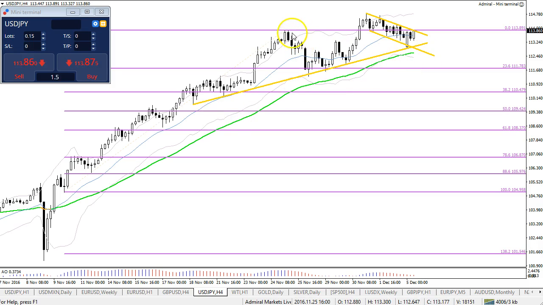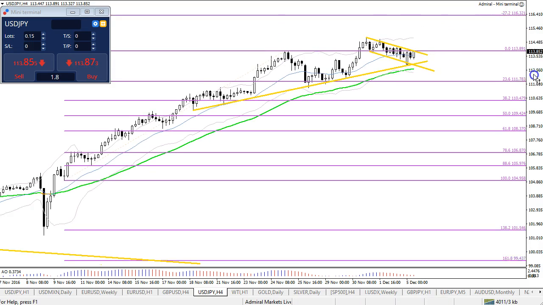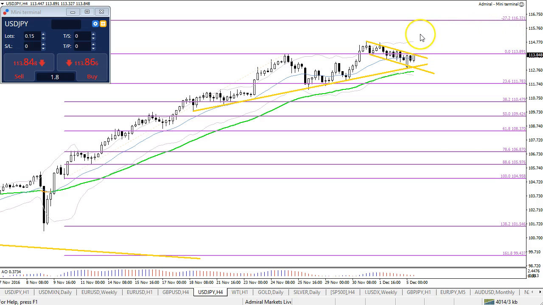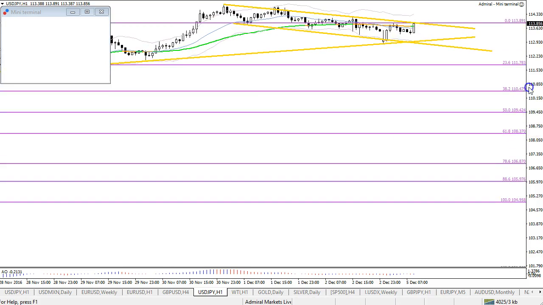I think that this could be a correction ending actually, and if it breaks above that resistance, there could be a breakout and price could actually test the minus 272 target. Be aware of 115. If it breaks above 115, there could be a follow through to 116.30, which is the minus 272 target. On an hourly chart, that would look like this.